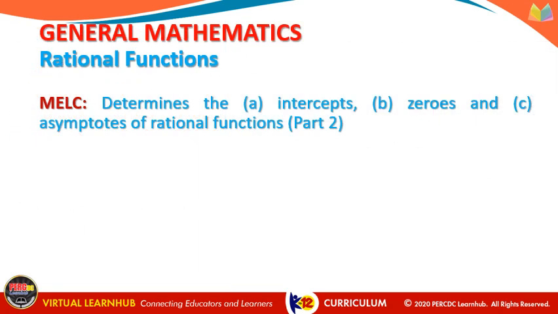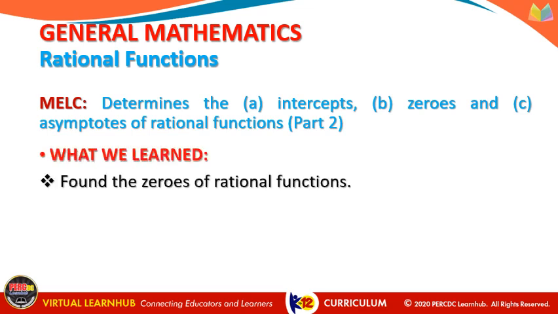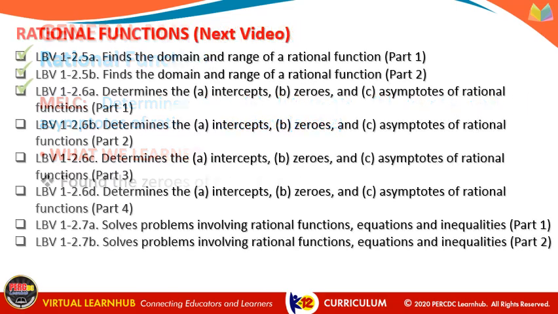Alright, we are done with the video. I hope that we were able to learn how to get the zeros of rational functions. The process, as you can see, is the same as getting the x-intercept. So, almost the same lang yung concept natin. So, right now, we are done with LBV 1-2.6b. Our next video will be LBV 1-2.6c. Ang focus naman natin sa next video will be on getting the asymptotes of rational functions.